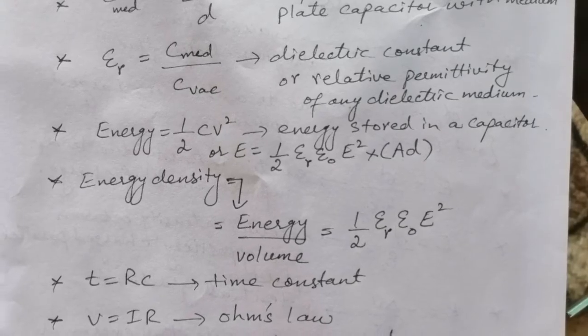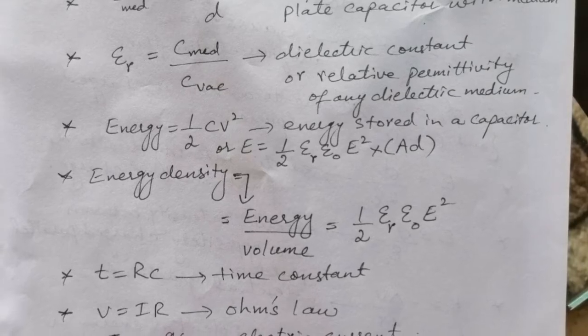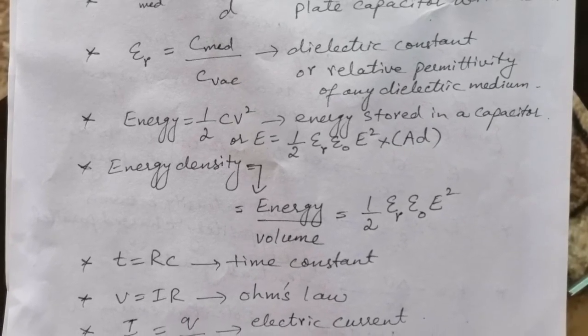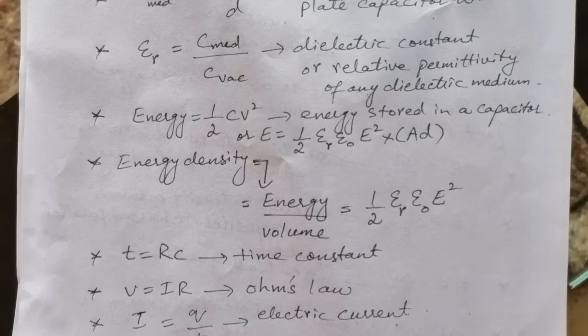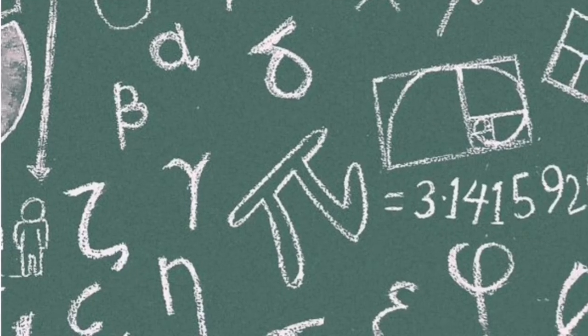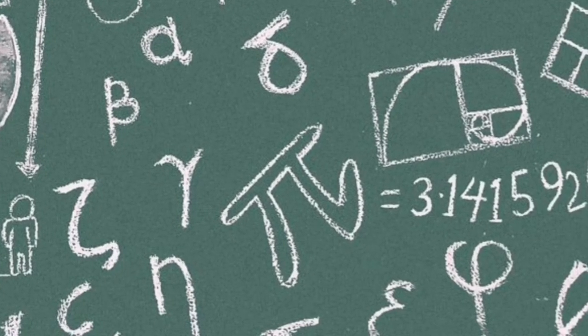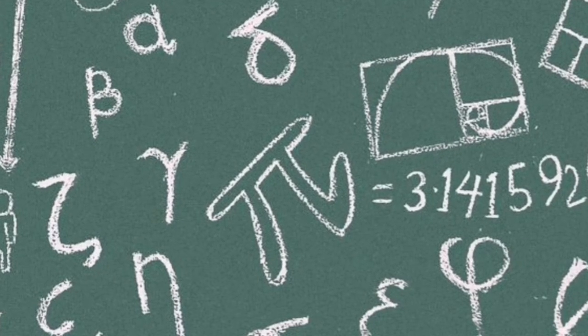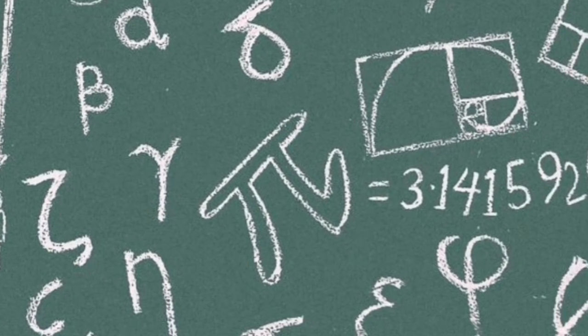You have also studied about the dielectric constant or relative permittivity of any dielectric medium, energy stored in a capacitor, energy density, time constant, Ohm's law, and electric current. Dear students, you have to remember all these formulas before solving our numericals of the chapter of electrostatics. That's why I have collected all the important formulas at one place for you.